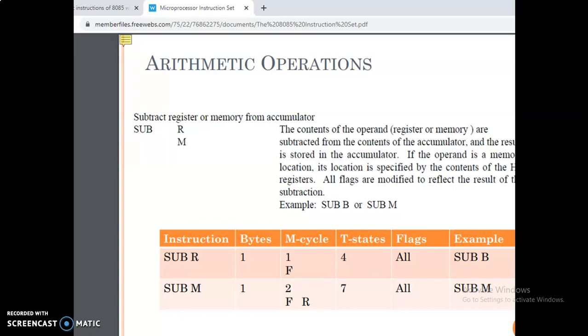I will give you the examples in detail for the subtractions. These are all the instructions only. How the subtraction takes place will be explained in my further slides. I will be showing you all.